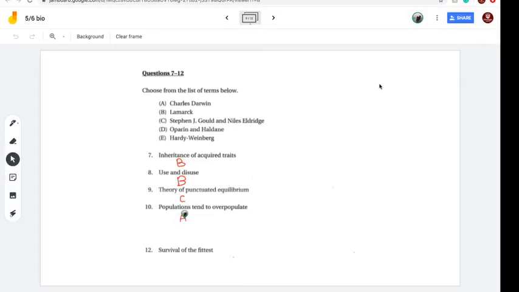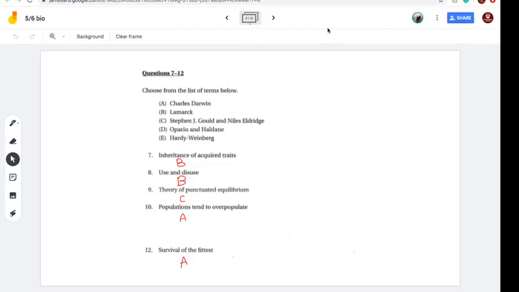And for number 12, we have survival of the fittest. And this should be fairly easy. Survival of the fittest is one of the four basic ideas of Darwin's theory of evolution. So number 12 would also be A, Charles Darwin.